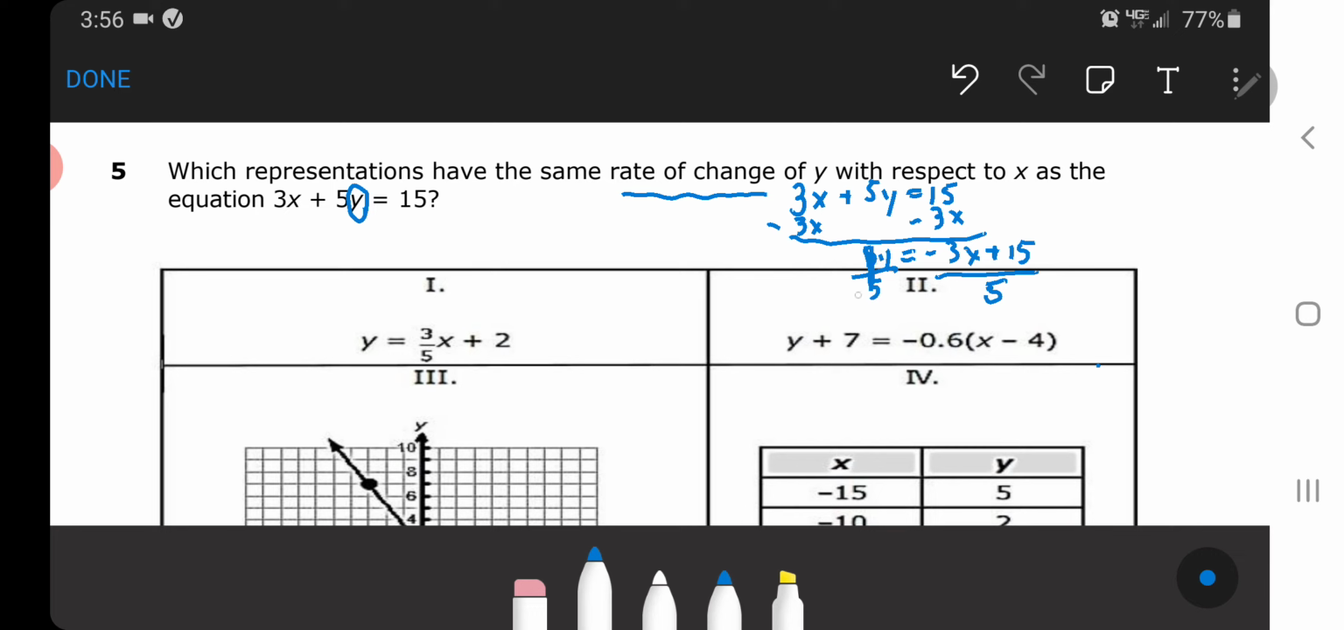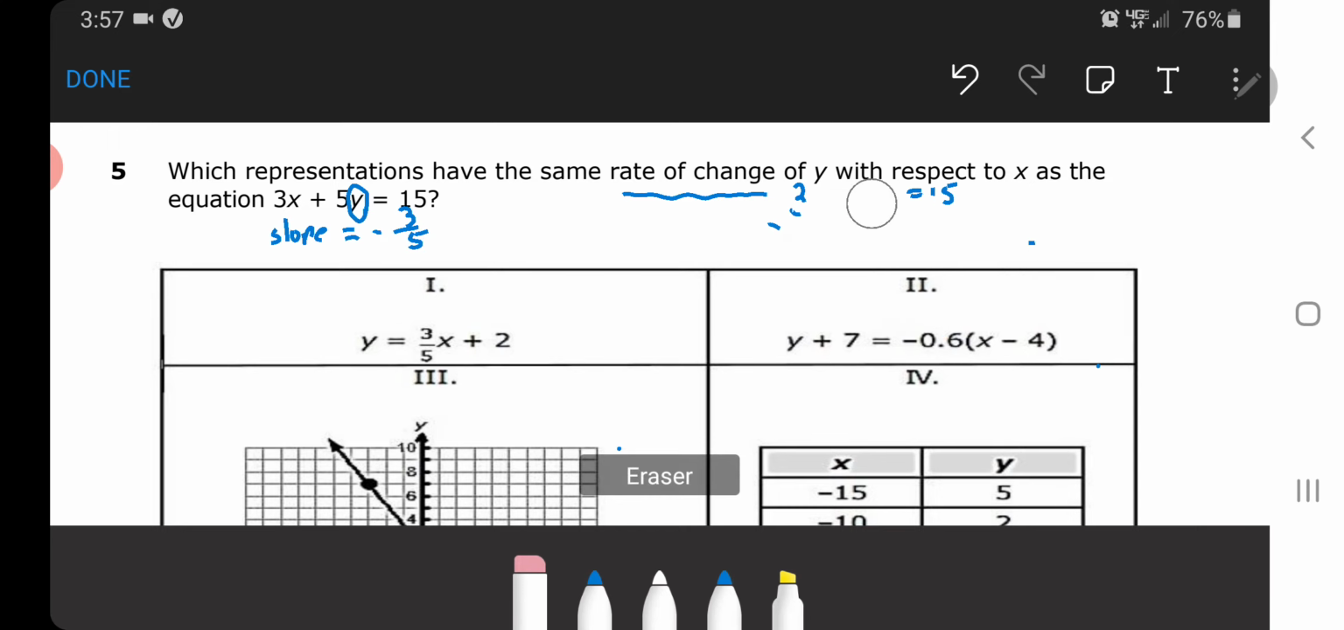So y equals negative 3x divided by 5. It's already simplified, so we're just going to write it as negative 3 over 5x. And of course, 15 divided by 5 is 3. The only part I really care about, though, is this negative 3 over 5. Let me give myself a little bit of room. We're going to remember that the slope, or the rate of change of this equation, is equal to negative 3 over 5.